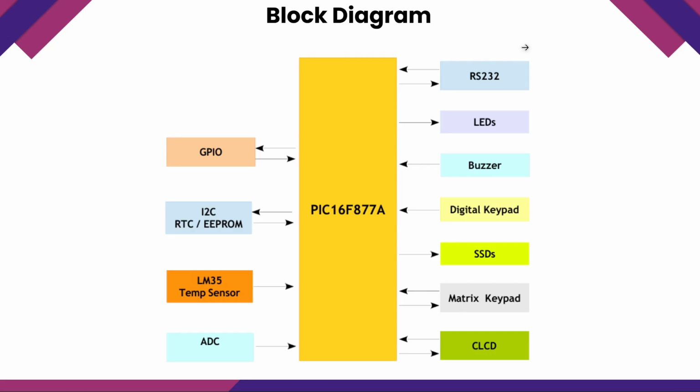The CLCD displays the process status like washing, rinsing, spinning, and completion. The buzzer is connected to RC1, which alerts the user during stage changes or when the process is complete. Fan is connected to RC2, which simulates the motor operation during washing and spinning. A door sensor is also connected to RB0. The system checks whether the door is closed before starting or continuing the process.